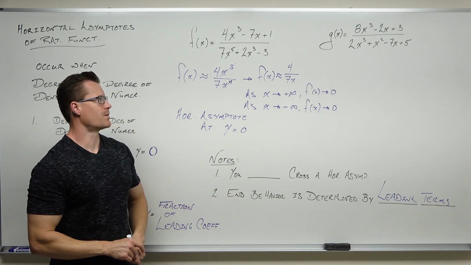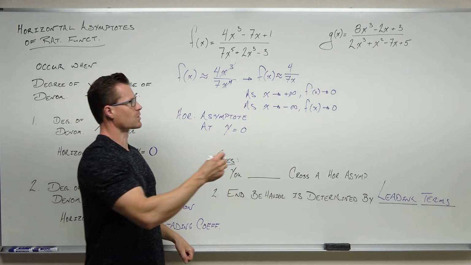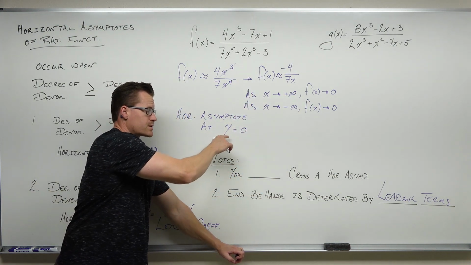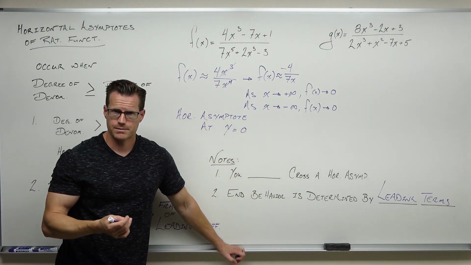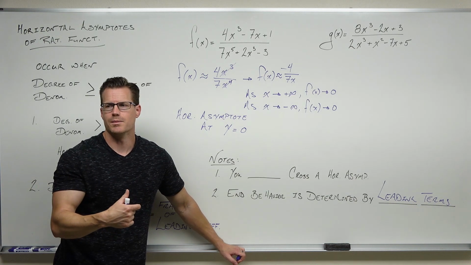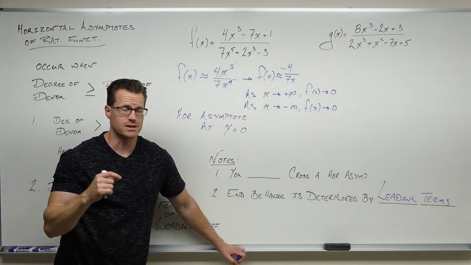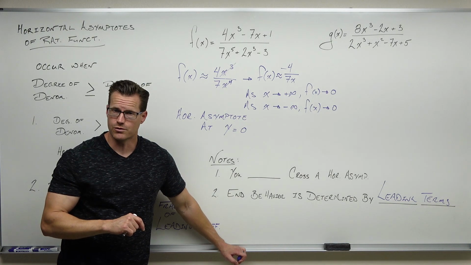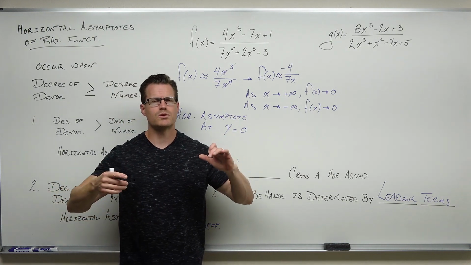In fact, I want to talk about that right now. What if this were a negative? Would that change this? No, it would not. So negative 4 divided by something really large is still close to 0. No matter whether you have positive or negative, this is still going to be a horizontal asymptote at y equals 0. Now, your graph will change, of course. It will be reflected.